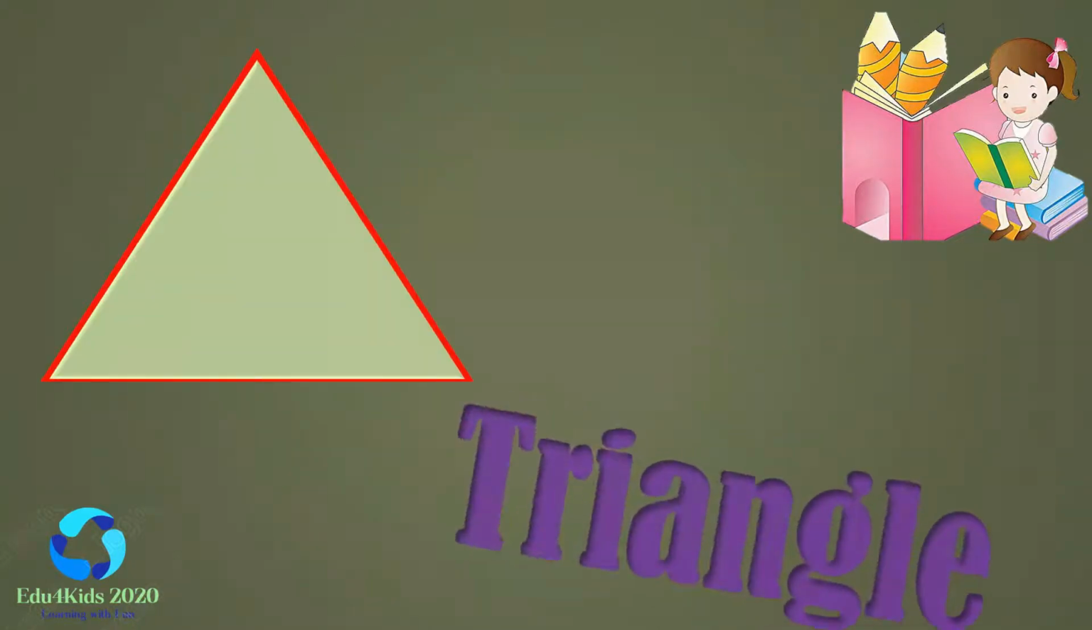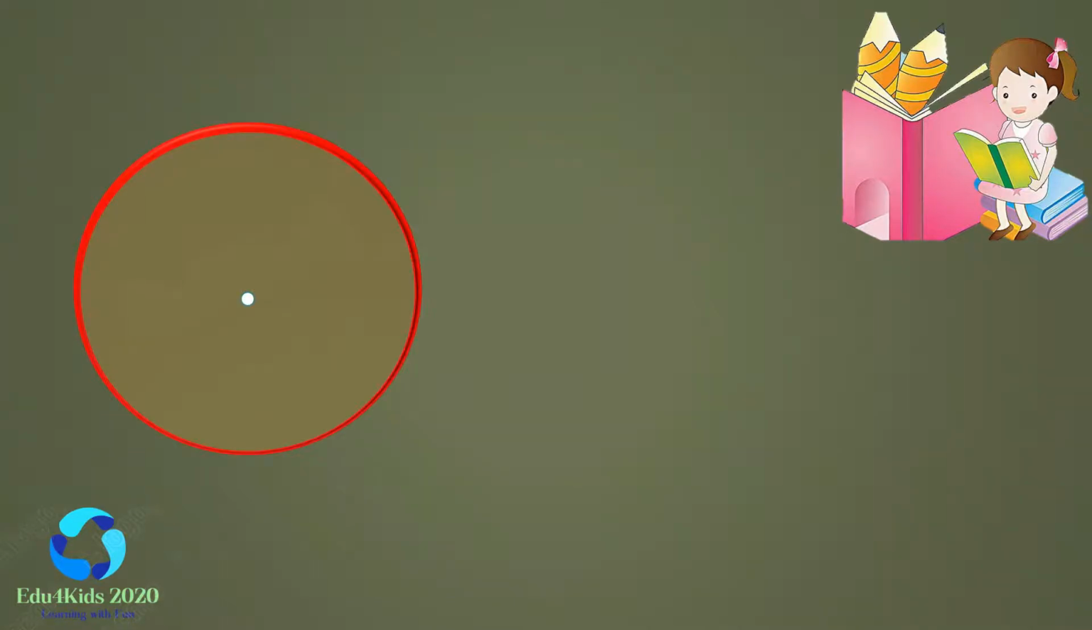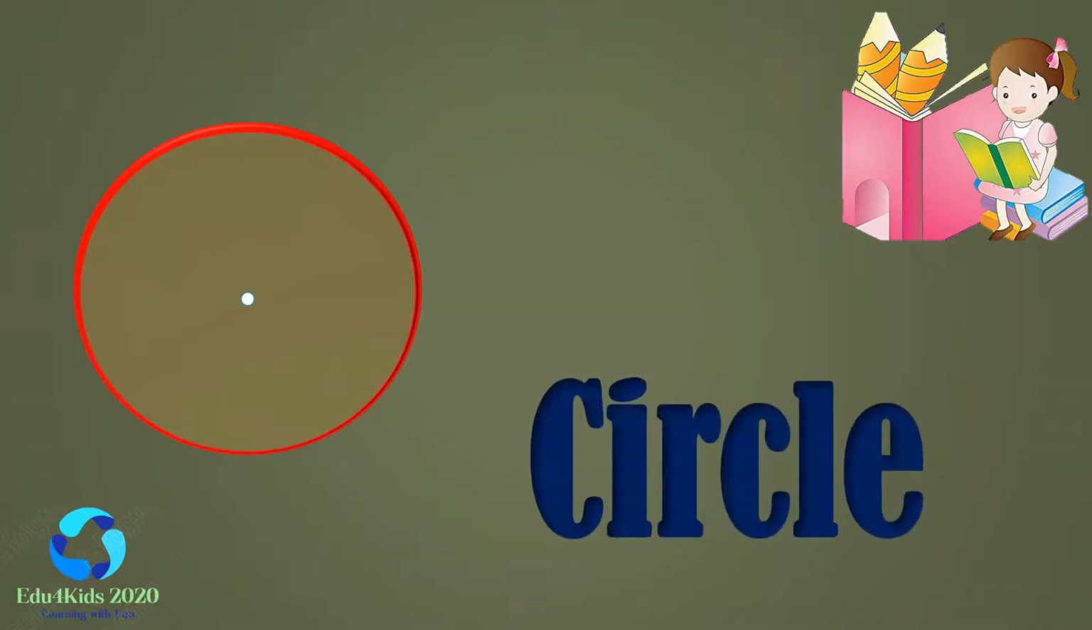This shape is called triangle. So triangle have three sides. Okay, let's move. This shape is called circle.